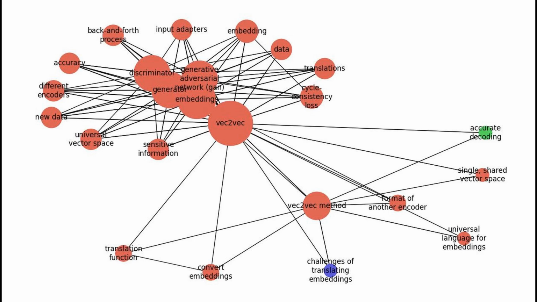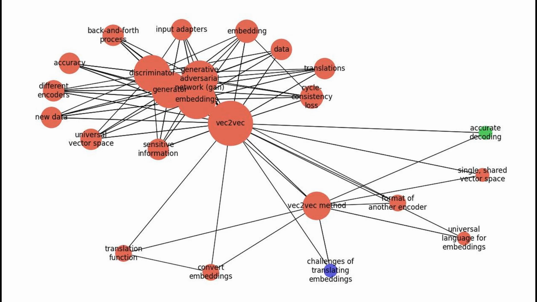Two, generative adversarial network. So GAN architecture. Vec2Vec is built on a GAN, which consists of two parts: a generator that creates new data and a discriminator that checks if the data is real or fake. This back and forth process helps the generator improve its translations over time, making them more accurate.